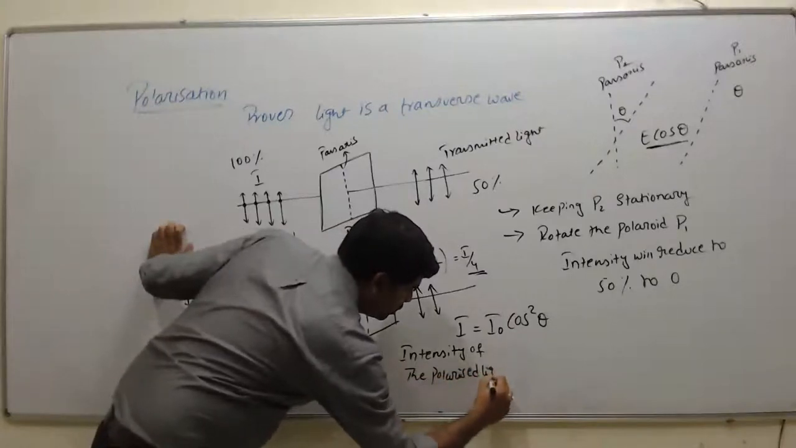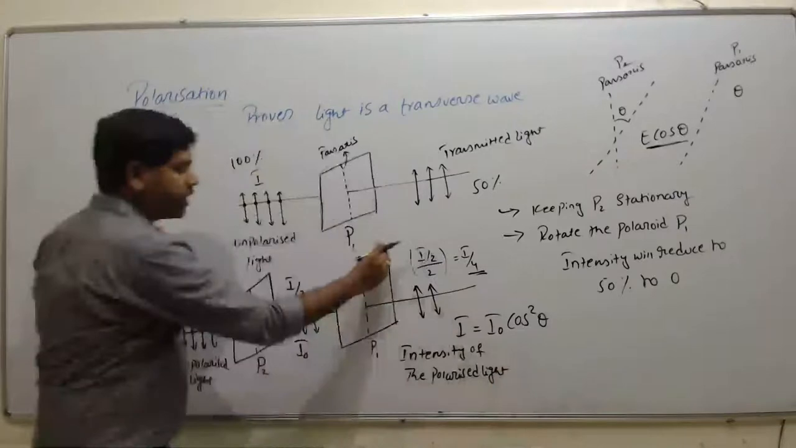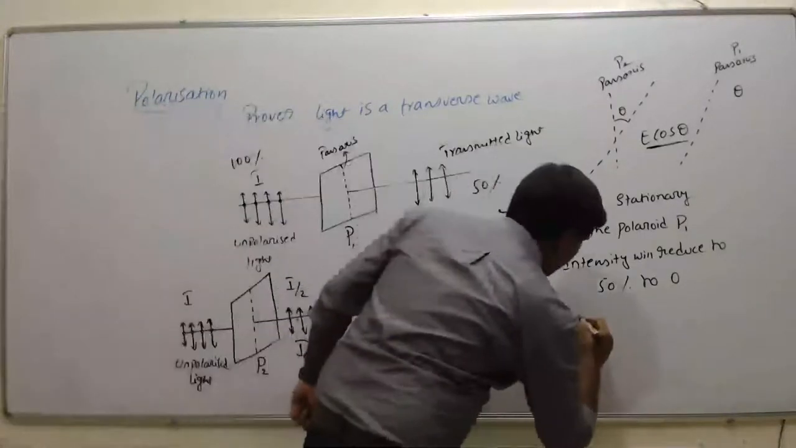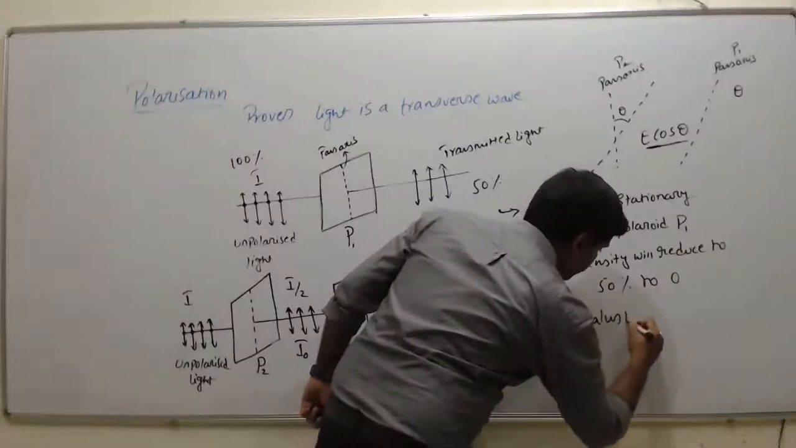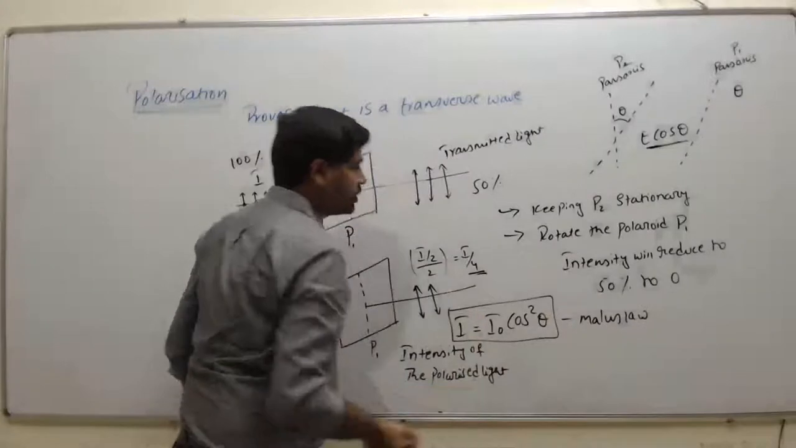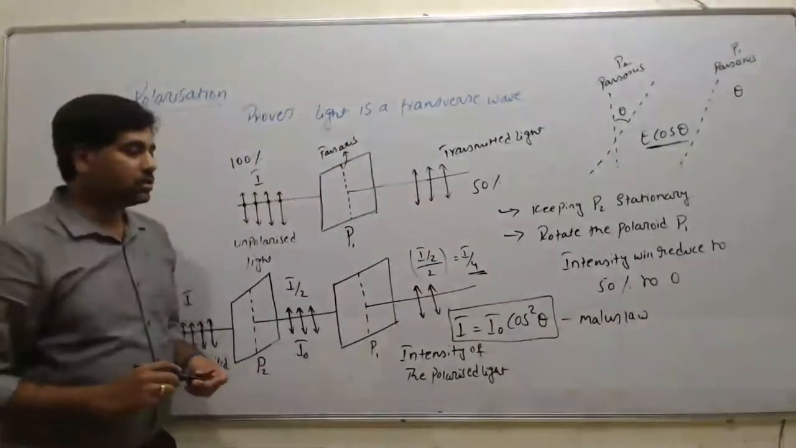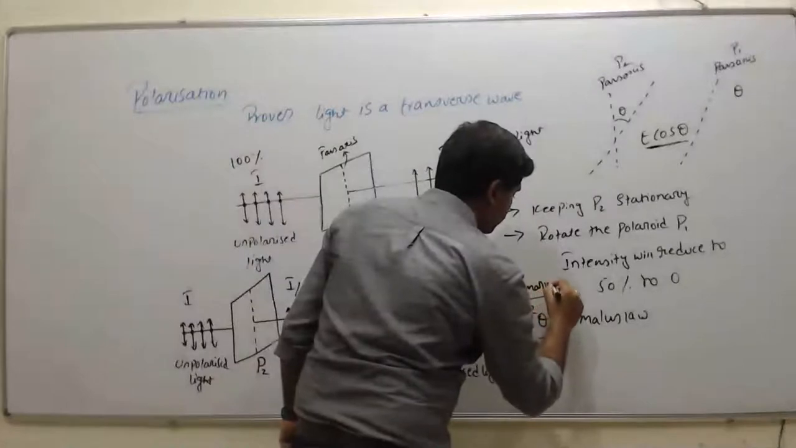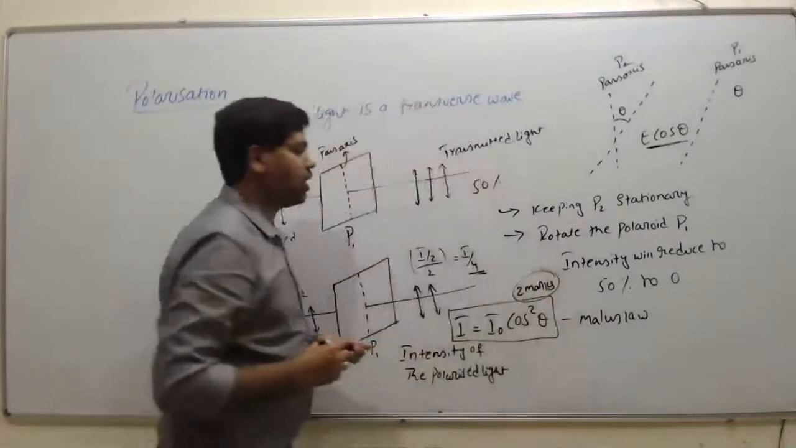I is the intensity of the polarized light when rotating the polaroid P1. So this one we call Malus's law. I is equal to I naught cos square theta is Malus's law. This is very important, they ask for it for 2 marks. So what is Malus's law?